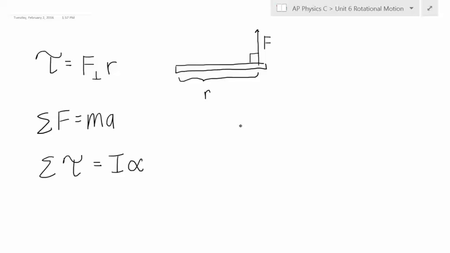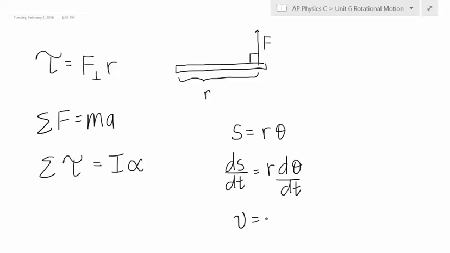So remember, arc length is r theta. If we take the derivative of position with respect to time, and we take the derivative of the angular position with respect to time, that gives us a velocity and an angular speed. Velocity is equal to r times the angular speed.